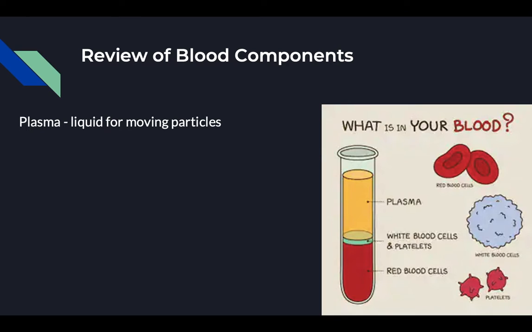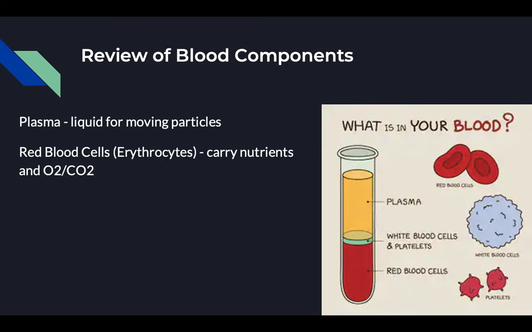It's the majority of your blood. It's the liquid that moves the particles around. Next part, we have red blood cells. They're also known as erythrocytes. But red blood cells, you can totally call them that. You can abbreviate RBC. Red blood cells carry nutrients and oxygen or carbon dioxide around the body.